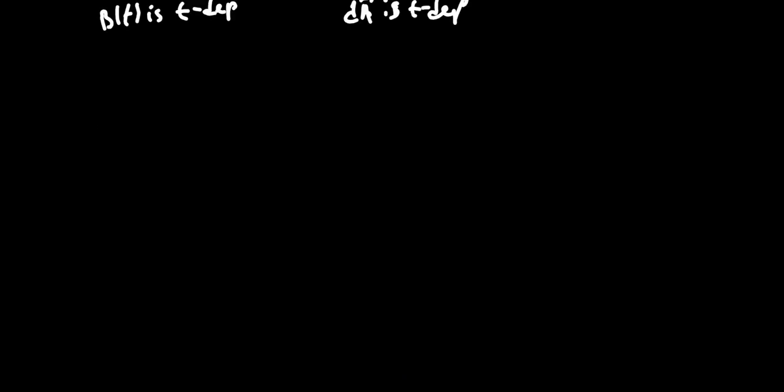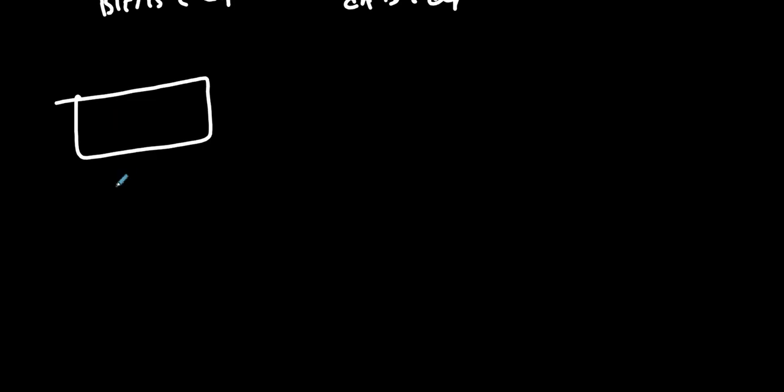So let me extend the page. If we have a magnetic field like this, where B of t is equal to B naught, so it's constant, and it's a uniform magnetic field, what would be the EMF of this magnetic field?